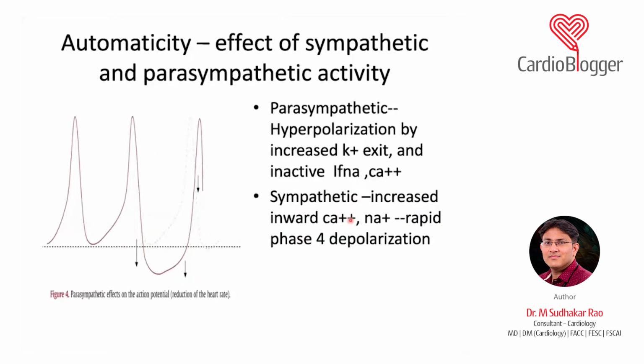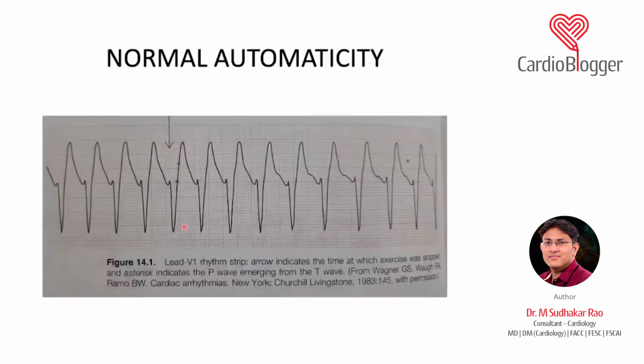Now, as I already discussed, parasympathetic activity causes hyperpolarization by increasing potassium exit from the cell, and that is what you can see here, an increased potassium exit from the cell. And the sympathetic nervous system causes increased inward flow of calcium and sodium, and there is a rapid phase 4. You can see these dotted lines. There is a rapid phase 4 depolarization. So this is the effect of the sympathetic nervous system.